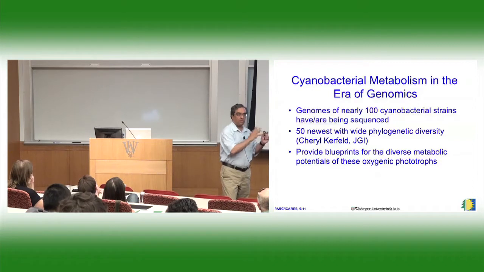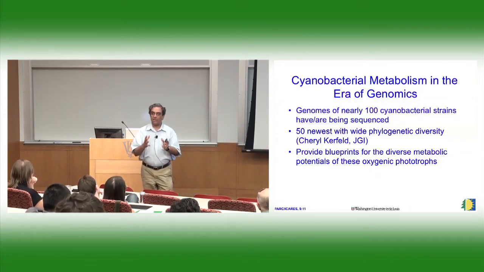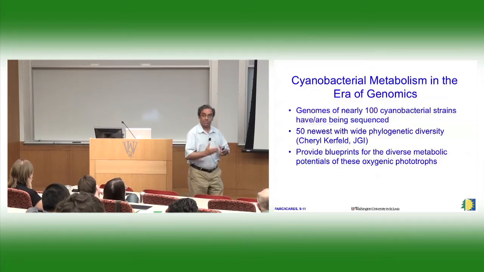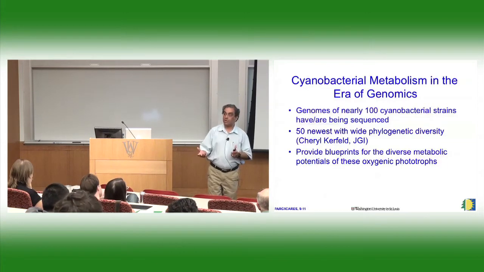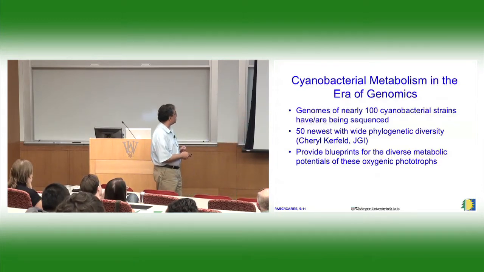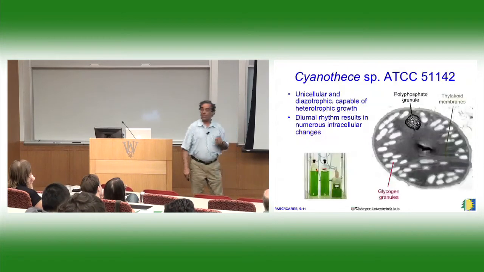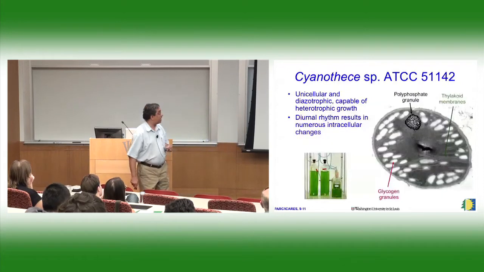So the genome provides us with the map that we need to understand the organism in a deep manner, and also allows us to then engineer it further so that we can make the desired products. That's why I'm bringing in the whole concept of the genome sequence. So these genome sequences then provide the blueprints for the diverse metabolic potentials of these oxygenic bacteria.